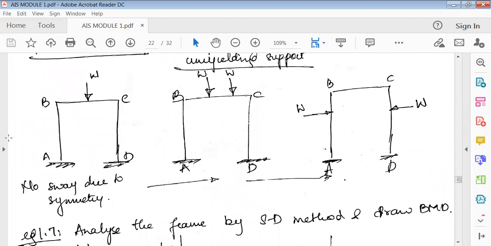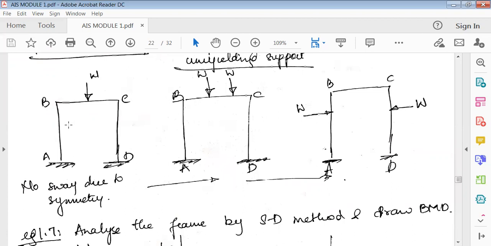Now you can see here, this is a simple frame A, B, C, D, and exactly at the center there is a load applied. If you cut the section exactly at W, the left side is the same as the right side. That means it is symmetrical. When I cut the section exactly at the center, if you flip the left over the right, it will still be the same. So LHS is equal to RHS. That means it is symmetric.